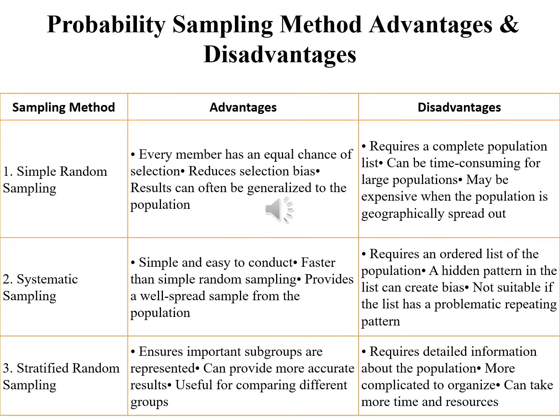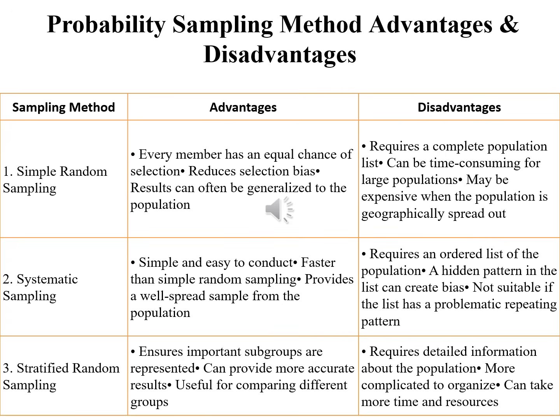Then we have systematic sampling. The advantages of systematic sampling are that it is simple and easy to conduct, faster than simple random sampling, and gives a well-spread sample across the list. What are the disadvantages? It requires an ordered population list. A hidden pattern in the list may create bias, so it is not suitable when the list has a repeating pattern that matches the sampling interval.